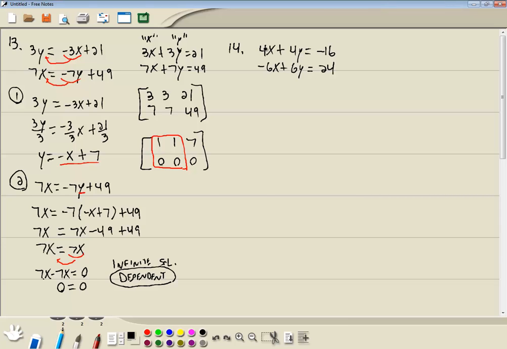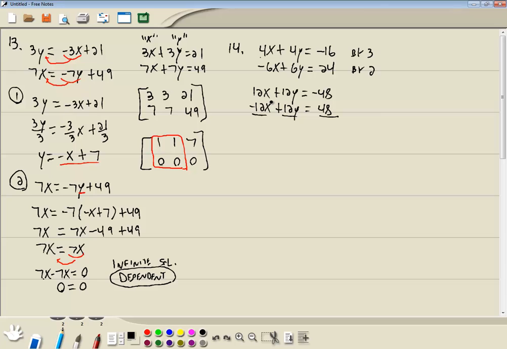Now, I want these numbers to be the same. So I think, what can I multiply times a 4 and times a 6 to get them the same? Well, 12 would be a good number to work with. So I multiply the first equation by 3, and then I'll multiply the second equation by 2. Now you could have went with 24. Your number's a little larger, but it still gets the same answer. Okay, so 3 times 4x is 12x. 3 times 4y is 12y. 3 times negative 16 is negative 48. 2 times negative 6x is negative 12x. 2 times 6y is 12y. 2 times 24 is 48.